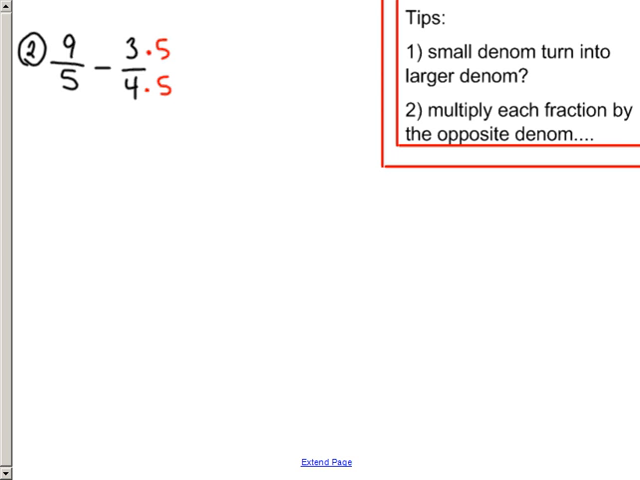Since I can't make the 4 into a 5, we're going to take this 5 and multiply this fraction by it. And we take this 4 over here and multiply it. Now we can subtract. And unfortunately, we have an improper fraction.